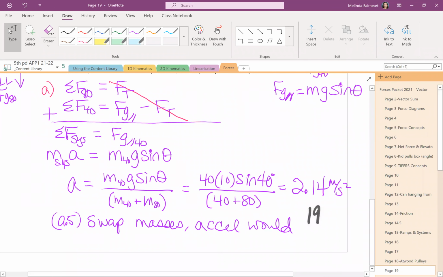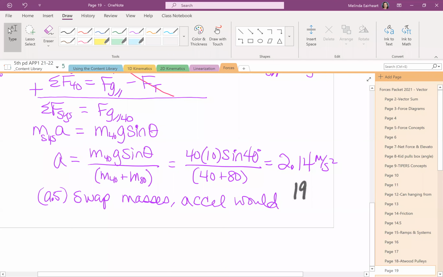What changes in the variable? The angle's the same, the planet gravity is the same, the system mass is the same, but look, the one on the ramp is going to be bigger. So what's going to happen to your acceleration if we swap the masses? It would increase. Your denominator stays the same, but the driving force increases, right? And so you would have a greater acceleration. So it would be a direct relationship there.